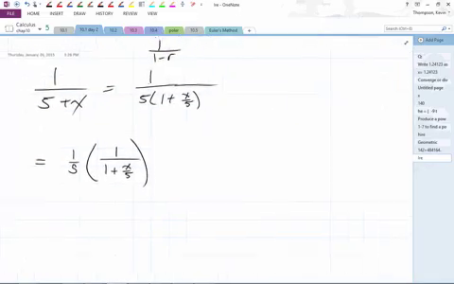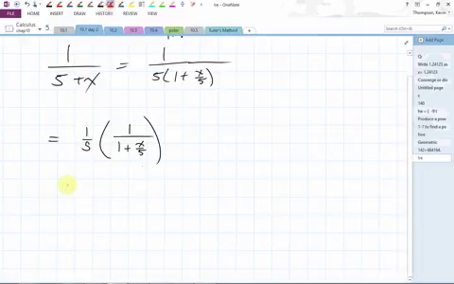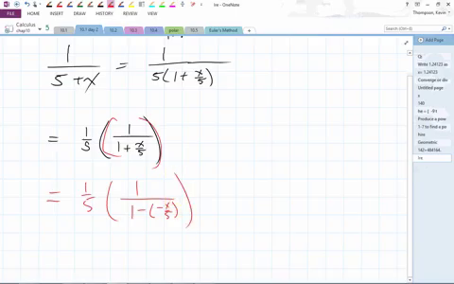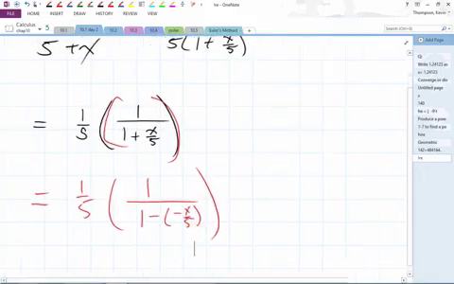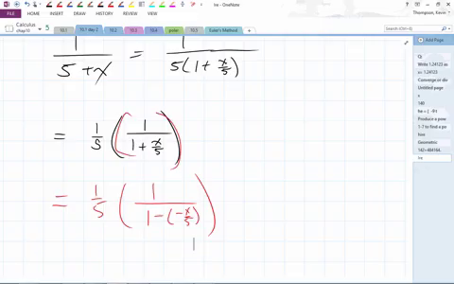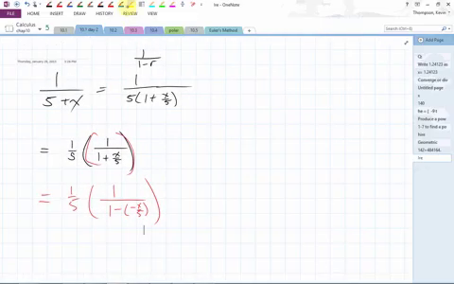Now here's why I like this better. Don't we quickly know what this is in the parentheses? Is that helpful? Can I quickly see what r is, the way I've written it here? Yes. Well, what is r? Negative x over 5. So that means this power series, I'm almost done.